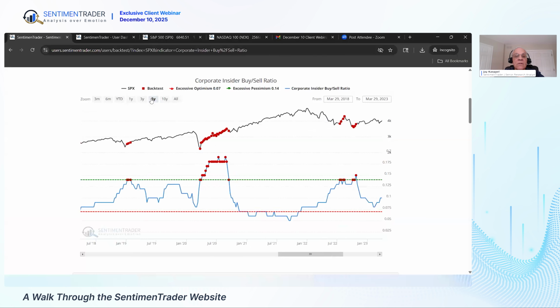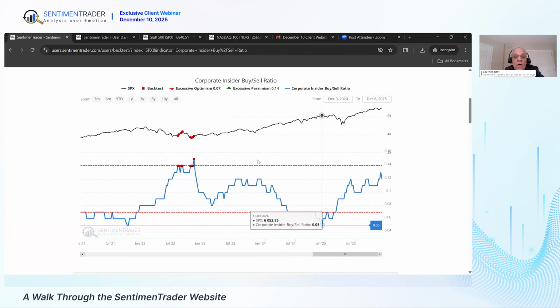Let me just get this situated the way I want it. Okay, so in 2022, they were a little early, right? They started buying in July. The market didn't really get going until sometime the next year. But again, we're not talking precision market timing. We're talking about analyzing what the smart money is doing.